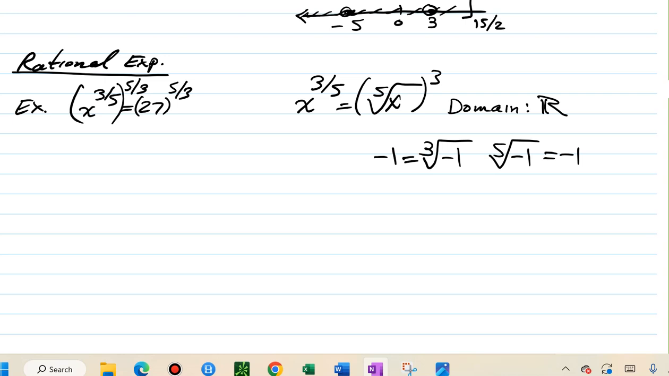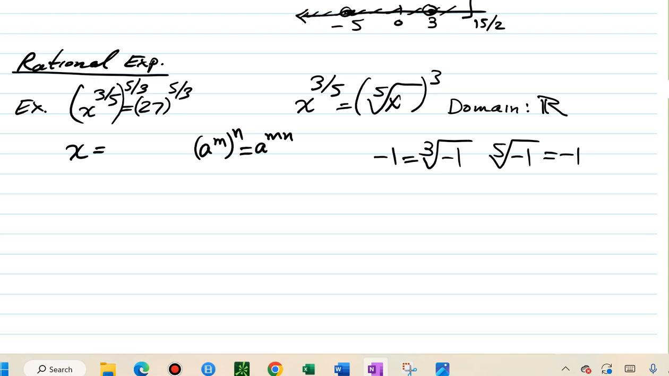Now x to 3/5 to 5/3, reciprocals multiplied to 1. Next in here, we're using the power rule of exponents, right? The rule we use here is this: a to the m to the n is a to the mn. That's the one.